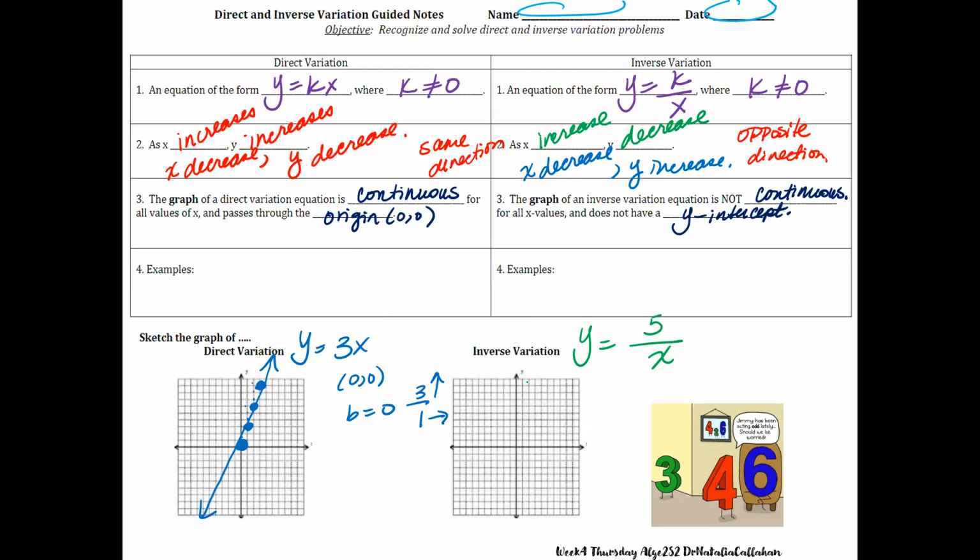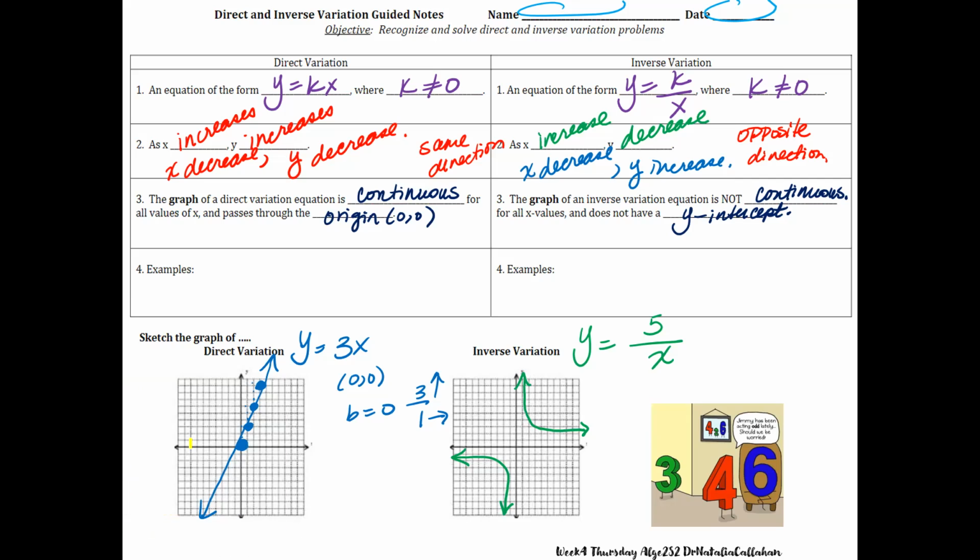So if I go back to here, I'll just draw my picture. It kind of looks like this and like this. And notice it doesn't touch the origin. It's not going anywhere near 0, 0.